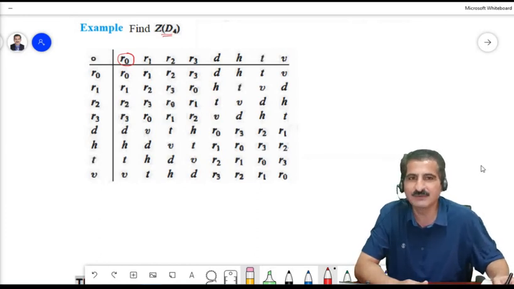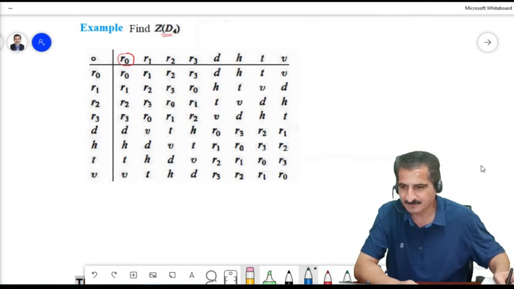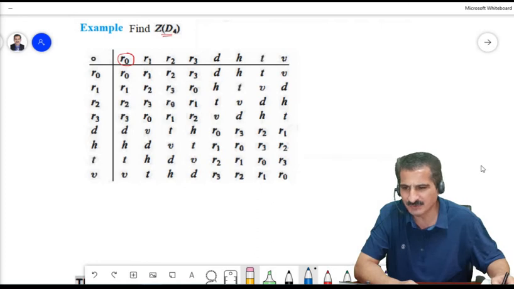Let's see if we can take one. R1 composed with R0 is R1, R1 compose R1 is R2, R1 compose R2 is R3, R1 compose R3 is R0. Okay, everything is fine so far. R1 compose R2 is R3, and R2 compose R1 is R3. Right? Yes. Now you see this R3 here? Here we are taking R1 compose R2. In here, we are taking R2 compose R1.